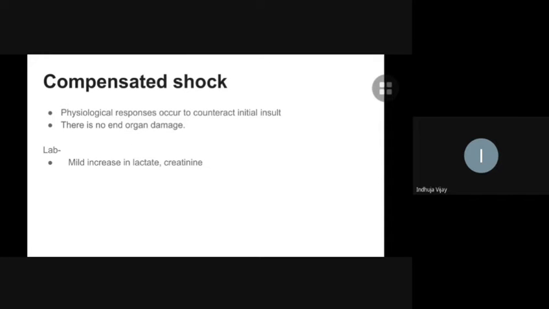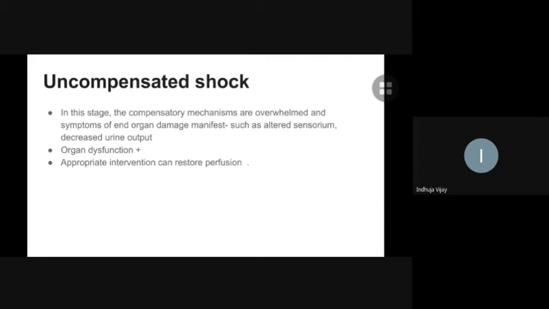Here the physiological responses will occur to counteract the initial insult. There is no end organ damage, and lab investigations will show a mild increase in lactate and creatinine. Next, coming to uncompensated or decompensated shock. Here the compensatory mechanisms are overwhelmed and symptoms of end organ damage will start to manifest.